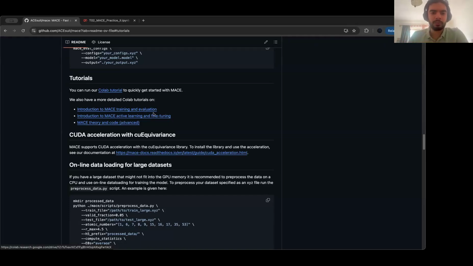So the first two are basically the basics of using Mace, and the other one is a bit of a dive into the theory. And it basically connects what I've said in the equations to the code actually. So it can be useful if you want to understand the theory a bit more.